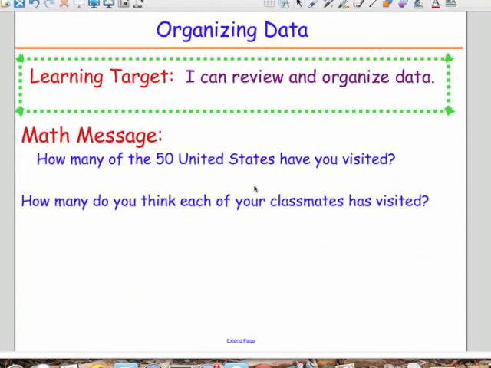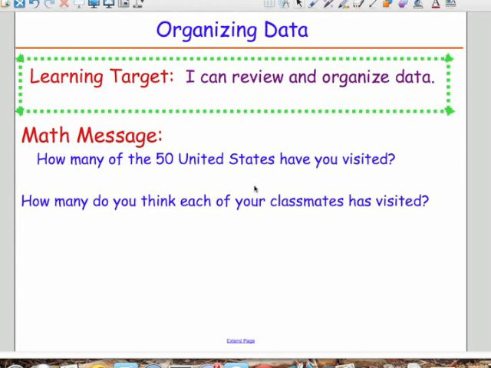Okay, so today we're going to talk about organizing data. Your learning target is I can review and organize data. Your math message is how many of the 50 United States have you visited? So why don't you think about that and see if you can count them up. If you need to use a map, there's one on the window.